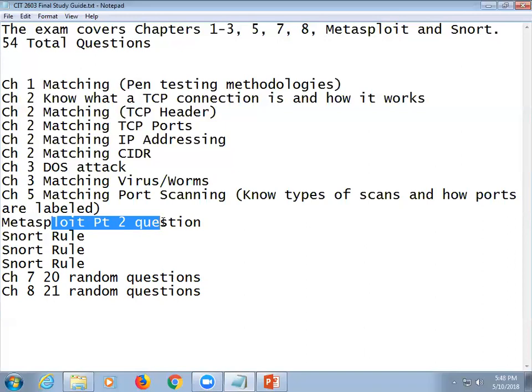Is the Metasploit question multiple choice? No, actually, it's a multiple select. You select the ones that apply. What if none apply? You'll get a 0. There's not a none of the above. Okay, that's a good thing to know.